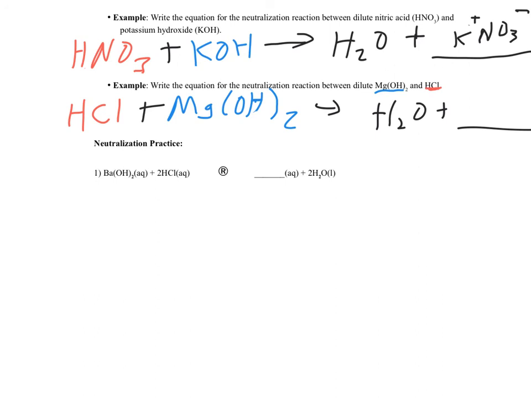Now again, the H plus ions and the OH minus ions are going to make up our water. So let's look at the other things. The other things, by that, I mean the chlorine and the magnesium. Those two things are going to be over there. MgCl. There's a problem here, and if you've picked up on the problem already, that's really awesome. If you haven't, take a closer look.